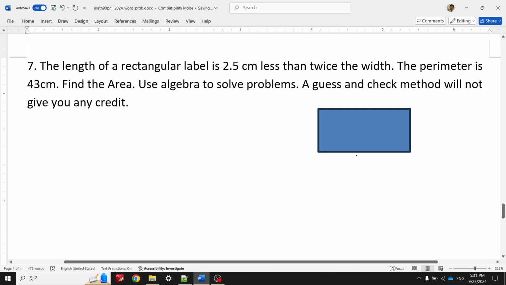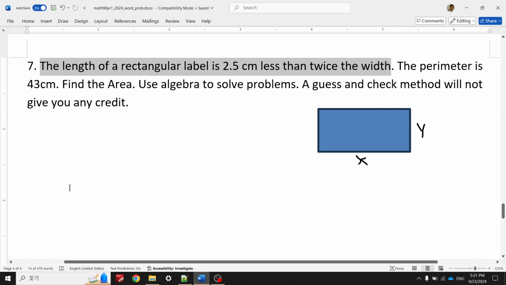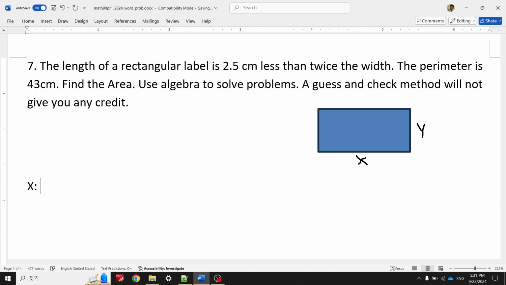Just put this one as X, and this as Y. Done. You have 1 point earned. Okay, so promise me that you're going to do this. Draw it and then label something. Now let's try to see how to convert this into equations. But before that, we'll have to say what's X? X is the length, and let's say Y is the width. Okay, so we have length and width.